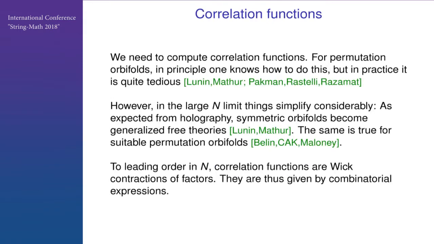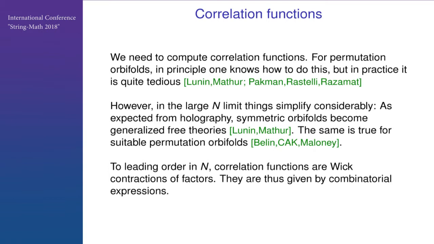In principle, one can compute 3-point functions of permutation orbifolds, even for finite n. This has been worked out by a series of papers by Lunin, Mathur and Leonardo and friends, but in practice it's quite painful. So what we're actually going to do is go to the large n limit immediately, and it turns out in the large n limit things are much easier. Basically, the symmetric orbifold theory, and also certain classes of permutation orbifold theories, become free. And free in that case means that the correlation functions can be obtained by counting all possible Wick contractions between the fields.